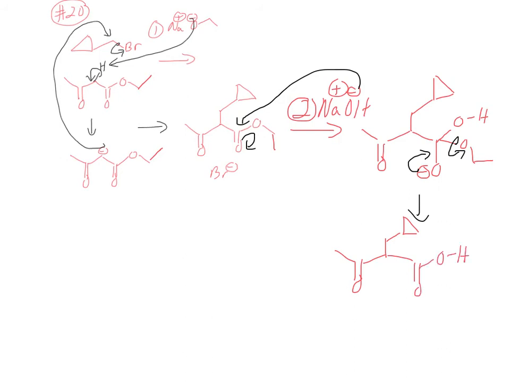Right? And that's using basic conditions to do that. Overall negative charges. We could do it in acidic conditions, couldn't we? We could just as easily have protonated this and added water in and done that whole thing. This is just basic conditions. So there you go. Now we're at the carboxylic acid and we're done with step 2. But we're not done yet.